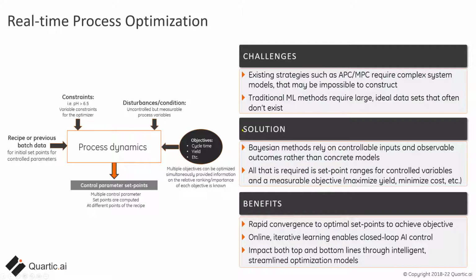Instead, we rely on simple inputs: the objective you want to optimize, like improving yield, a process recipe or previous batch runs to serve as a starting point for the optimizer, and variable constraints. For example, how high or low can the optimizer adjust a temperature or a pH, which is often also part of a recipe. From this simple information, the Quartic optimizer can run and provide optimal set point recommendations to an operator, or even directly control equipment for closed-loop AI control.